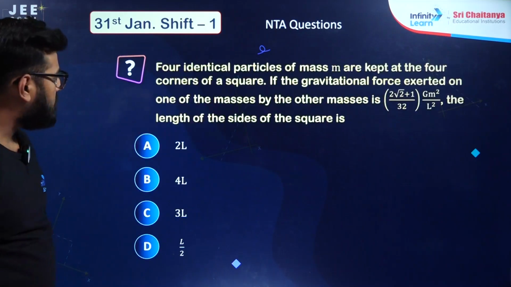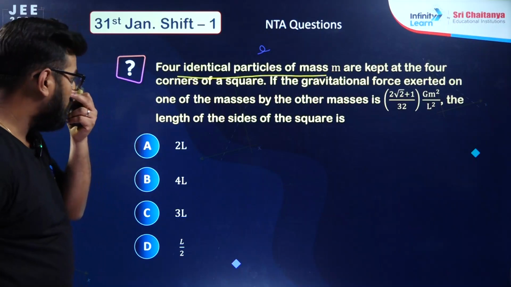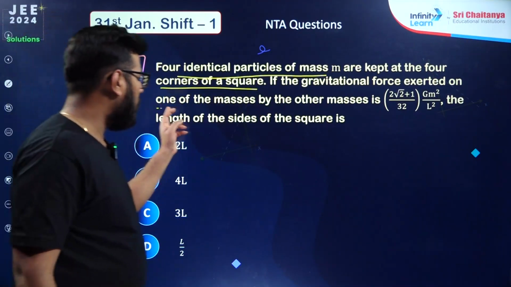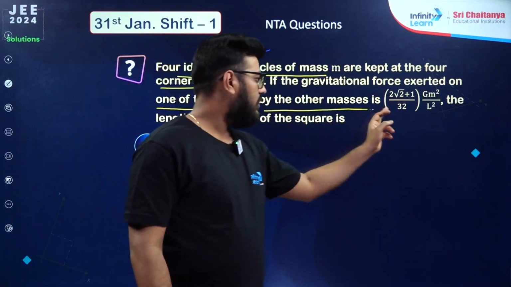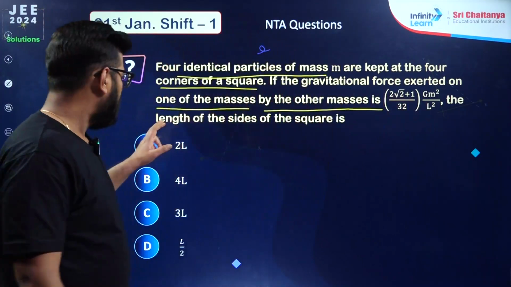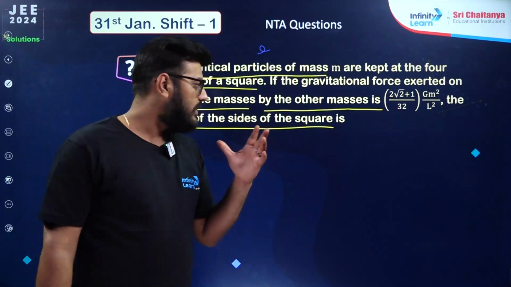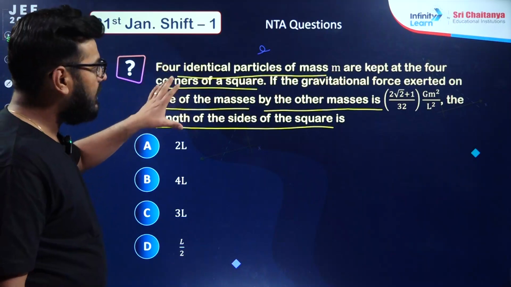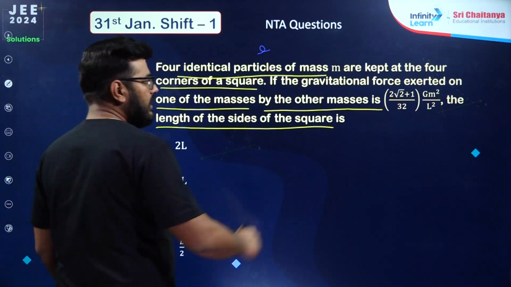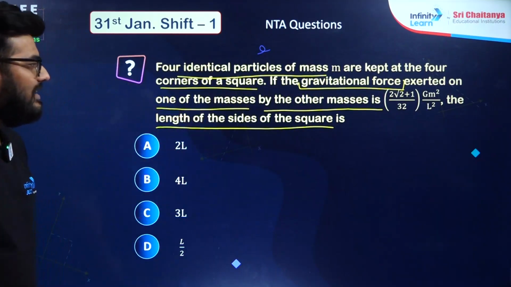Talking about the next problem, 4 identical particles of mass m are kept at the 4 corners of a square. If the gravitational force exerted on one of the masses by the other masses is (2 root 2 plus 1) upon 32 times Gm square upon L square, the length of the sides of the square is. What is going to be the length of the sides of the square? So there are 4 identical particles, they are kept at the 4 corners of the square, and the gravitational force exerted on one of the masses by the other masses is this much.